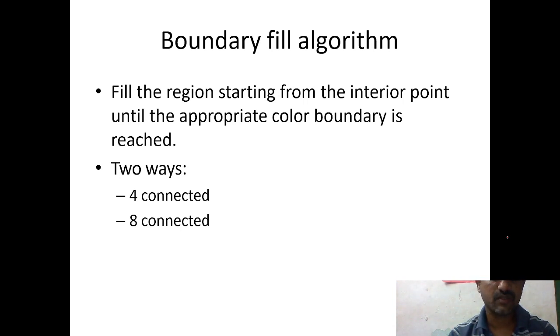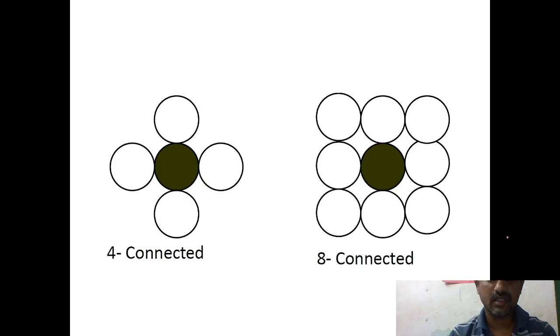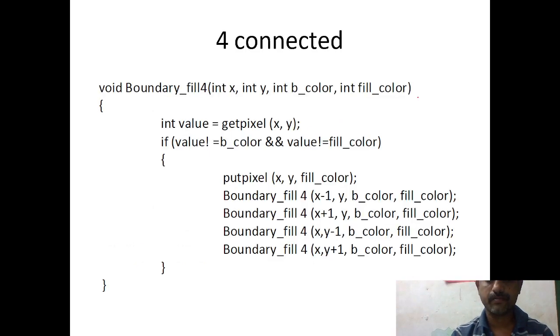There are two ways: 4-connected and 8-connected. See, this is the 4-connected. This is the 8-connected. Okay. So void boundary fill (int x, int y, int bcolor, int fillcolor): value of getpixel of x comma y, and value not equal to bcolor and value not equal to fillcolor.